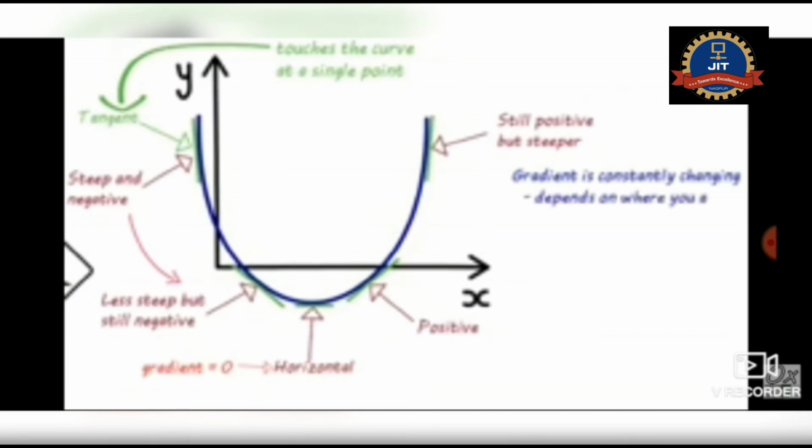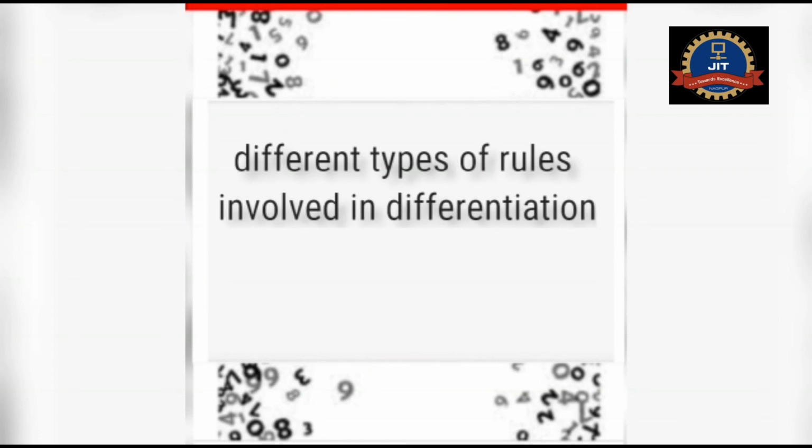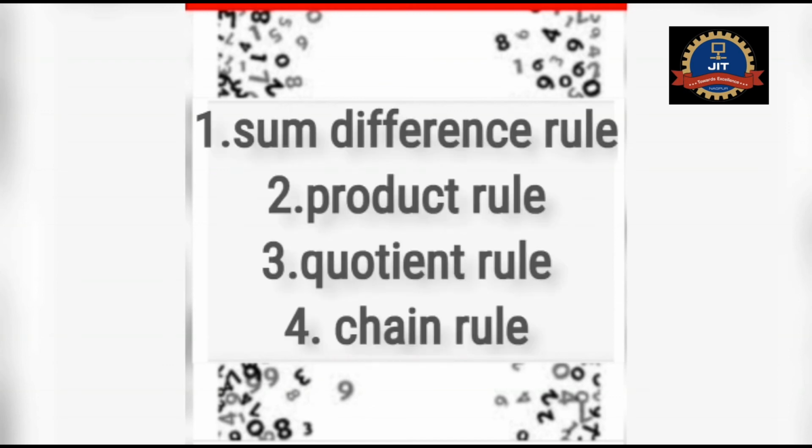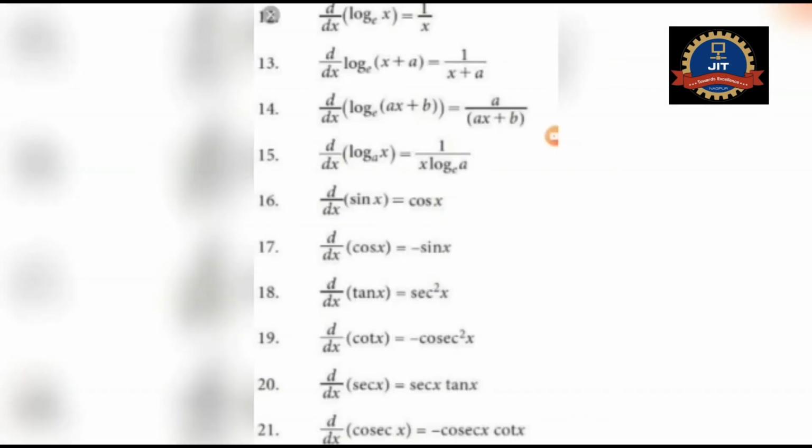So how can we calculate the rate of change in this case? For this, we have learned some rules involved in differentiation. First is the sum difference rule, second is the product rule, third is the quotient rule, fourth is the chain rule. Other than this, there are some standard results by which we can find the derivative of a function.